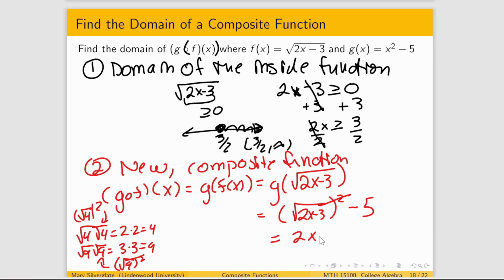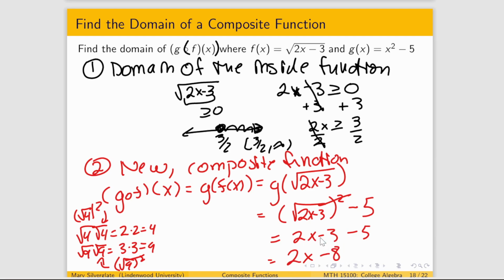So I'm left with just 2x minus 3, and then drop down the minus 5. Then you want to ask yourself, are there any like terms? There are. I've got that negative 3 and that negative 5. I can combine. So our final composite function is 2x minus 8.